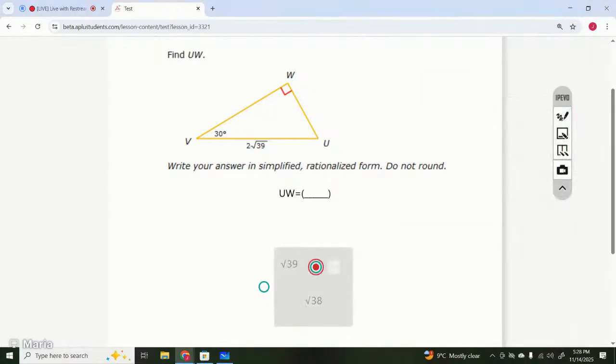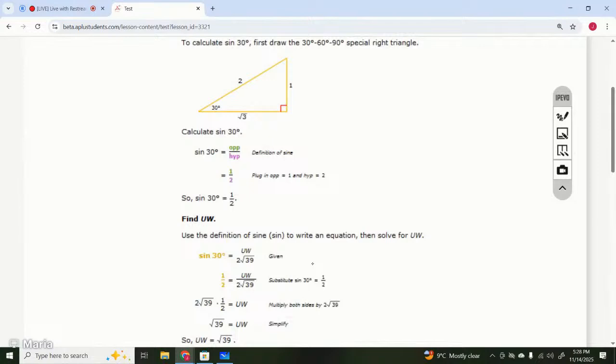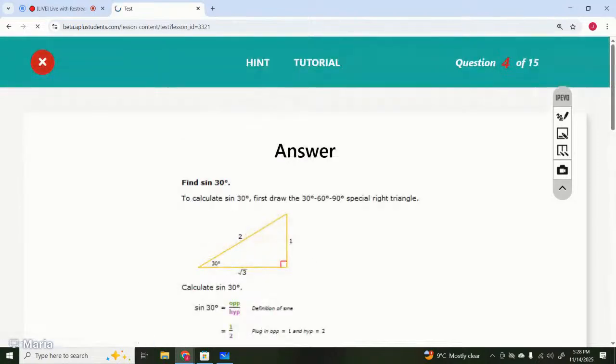Option number 1 is the correct option. It is square root 39, right? Okay, you can complete the lesson by yourself later today. Let me just move on to next lesson.